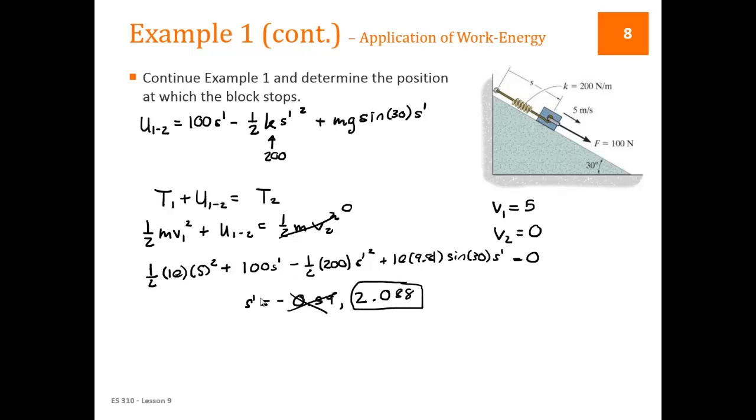We weren't asked for S prime, we want to know how far down, so we want to know S. So S is equal to S prime plus the original length, which is 0.6. So S is 2.688 meters down the slope. And that then is our answer.